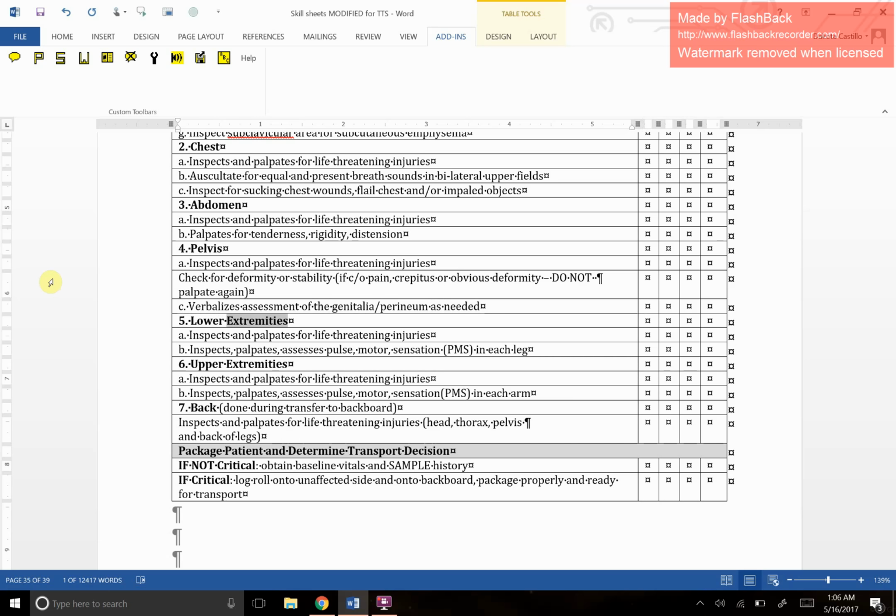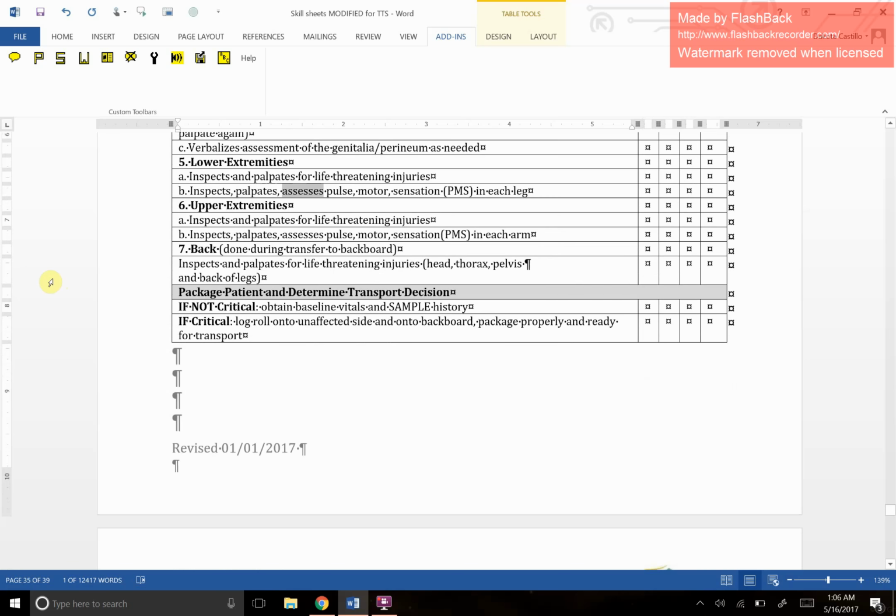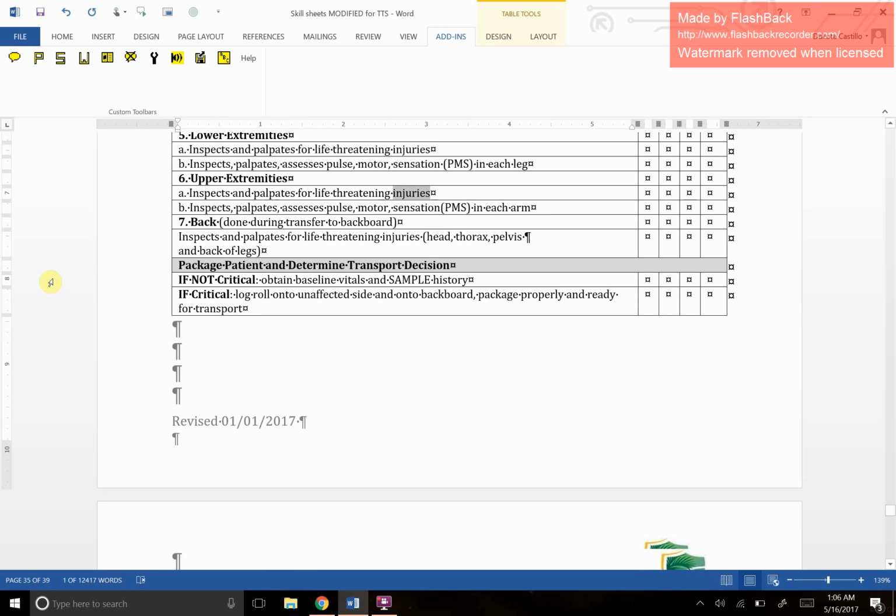5. Lower extremities. A. Inspects and palpates for life-threatening injuries. B. Inspects, palpates, assesses pulse, motor, sensation, PMS, in each leg. 6. Upper extremities. A. Inspects and palpates for life-threatening injuries. B. Inspects, palpates, assesses pulse, motor, sensation, PMS, in each arm.